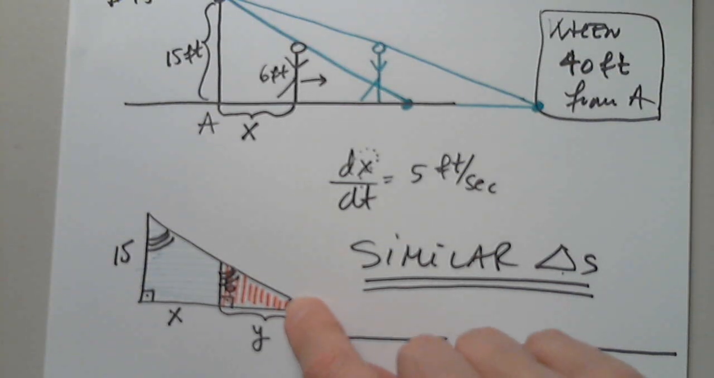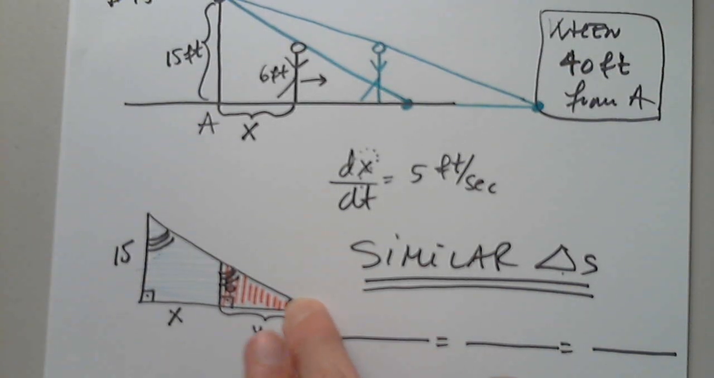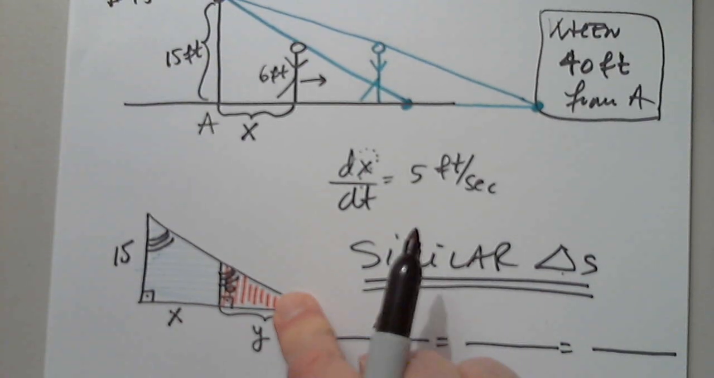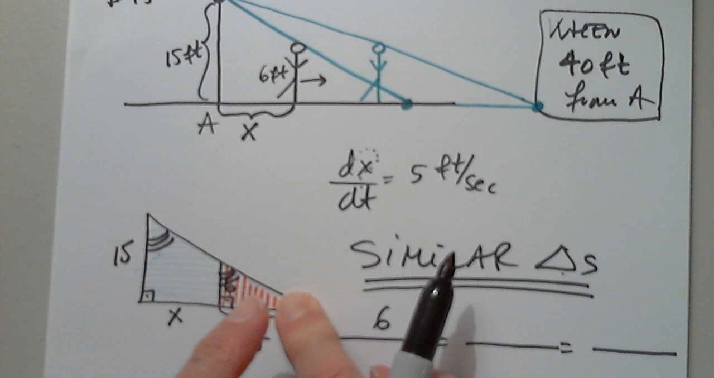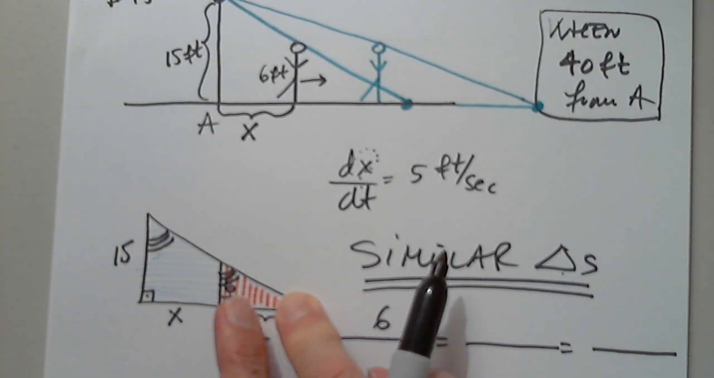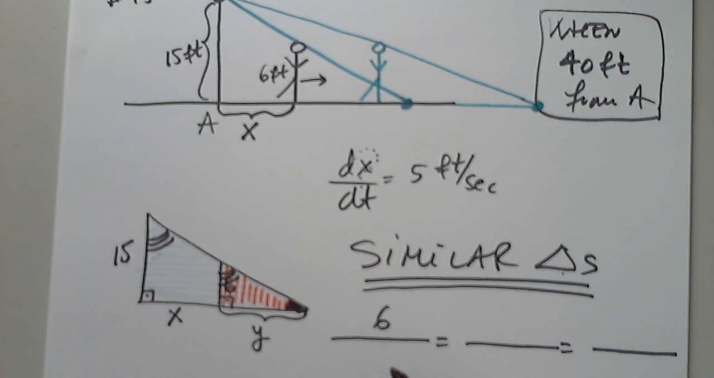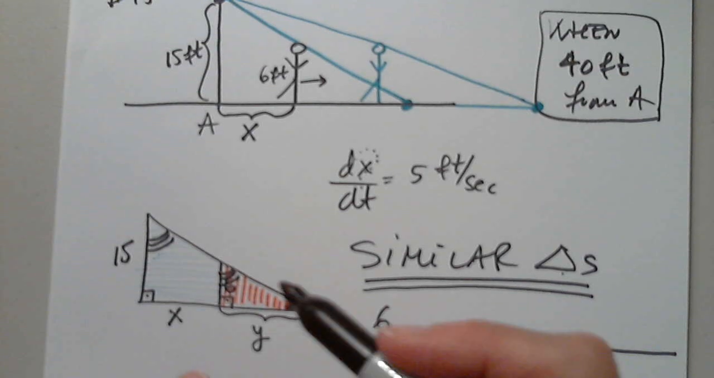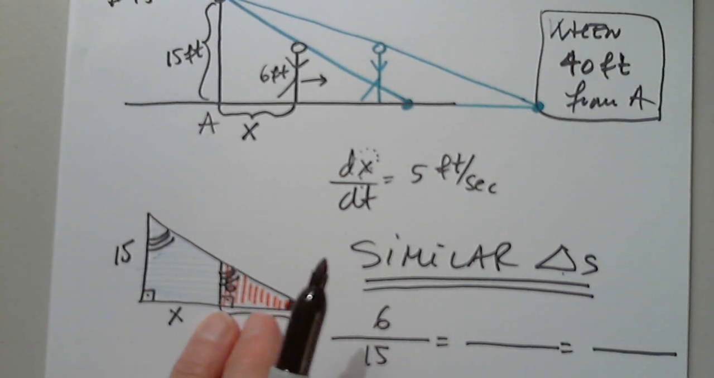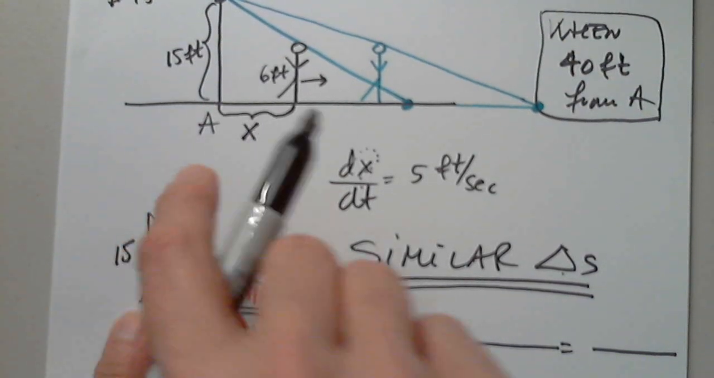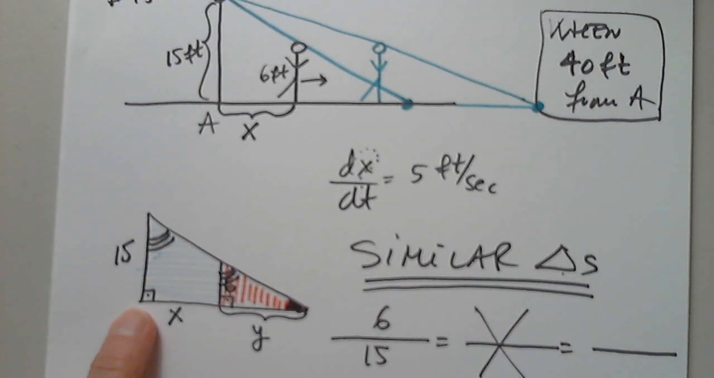So the common angle. What is the opposite side of the common angle in the small triangle? And you will say 6, the height of the person. Perfect. So now, for the same angle, what is the opposite side in the big triangle? 15. Exactly. Now, there is no point in discussing this because I don't have this side and I don't have this side. So that can be skipped.